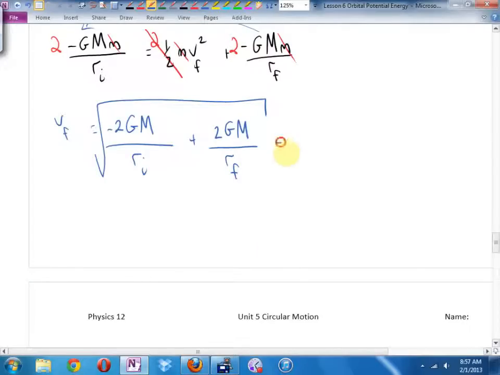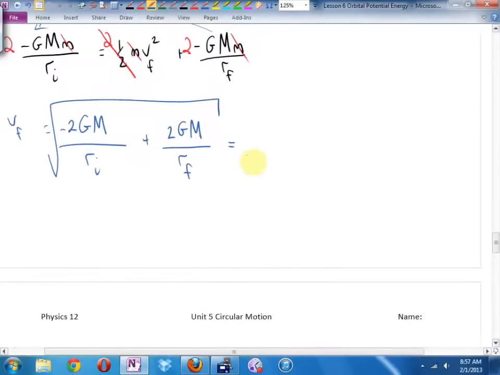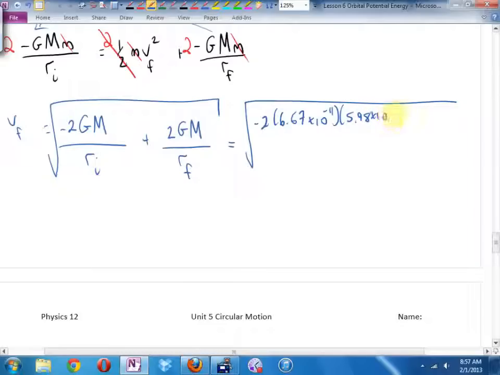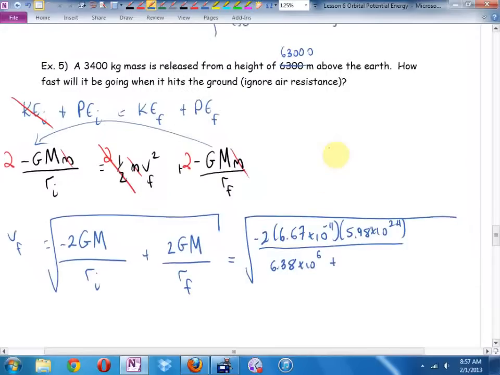I'm going to see if I can fit this on this line. Let's find out. Negative 2, 6.67 times 10 to the negative 11. Mass of the Earth. What's my initial radius? The radius of the Earth, plus, it did give me a height above the Earth of 63,000 meters, yes? Was it 63,000 meters, Mr. Dude?